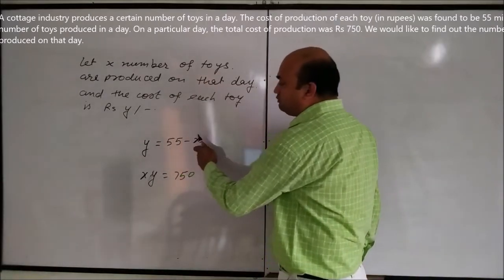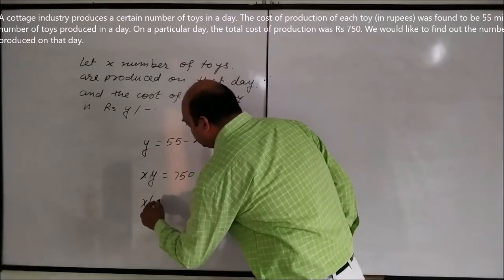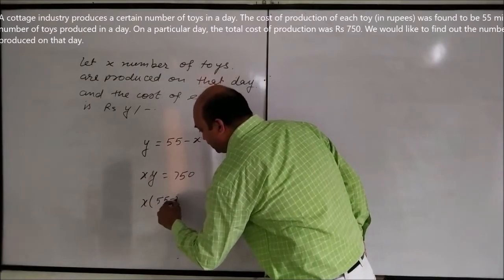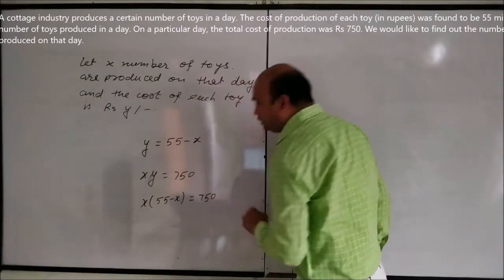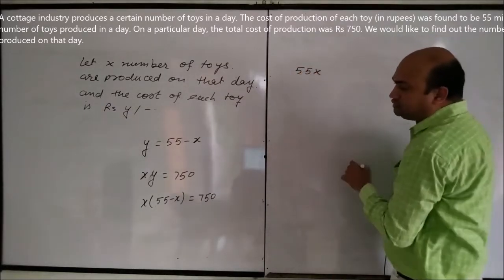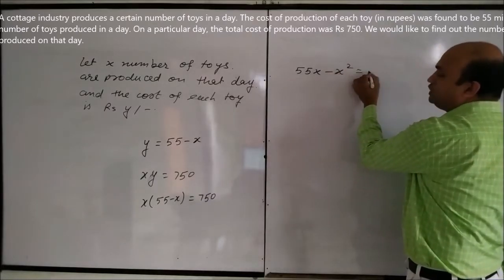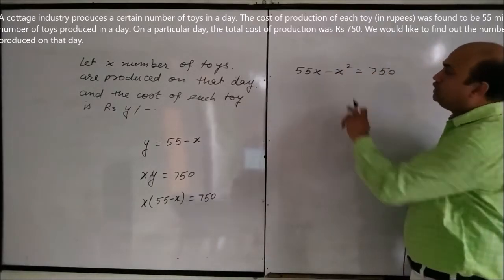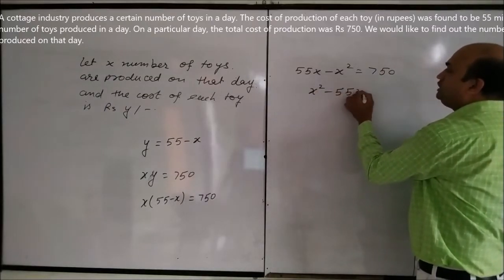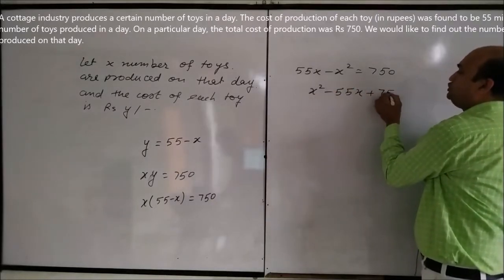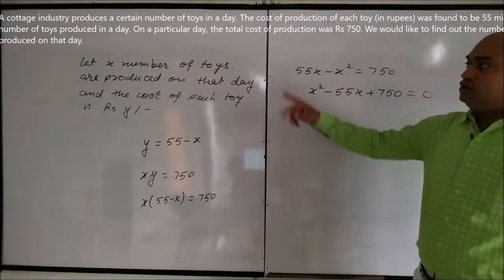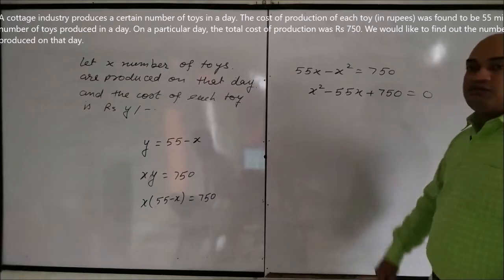The value of y, 55 minus x, we put here. So x into this, x we write as it is, and at the place of y we write 55 minus x is equal to 750. This will be 55x minus x square is equal to 750. These two terms we shift here, we get x square minus 55x plus 750 is equal to 0. This is the required quadratic equation. The word problem we converted into the quadratic equation form.